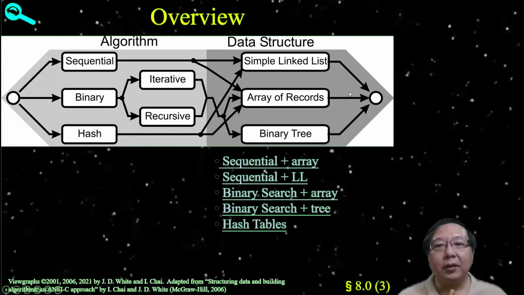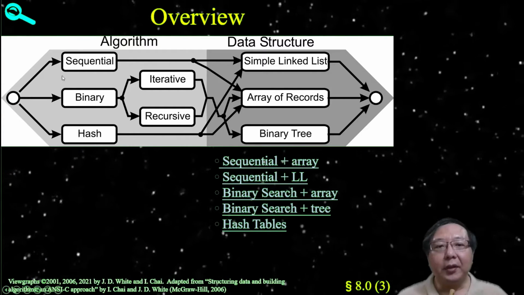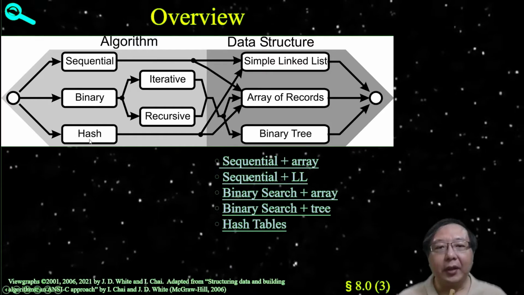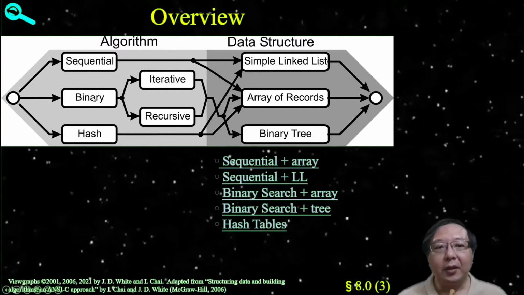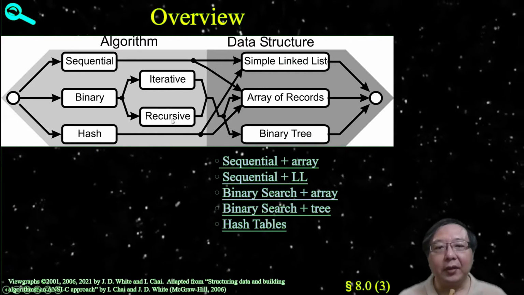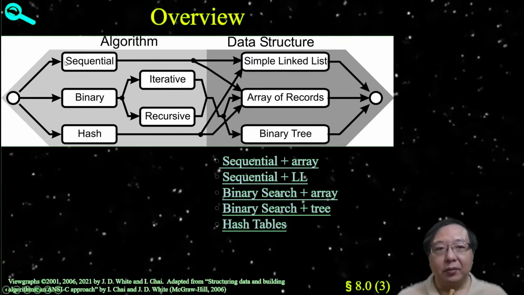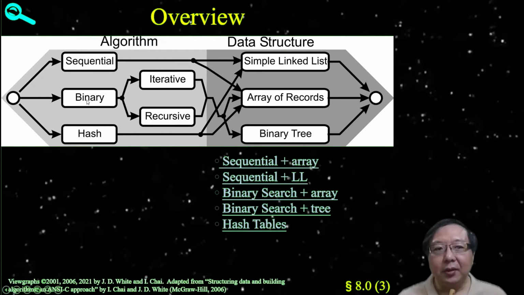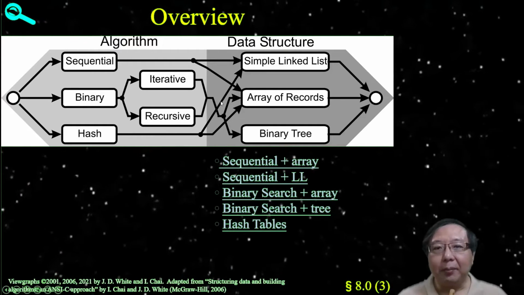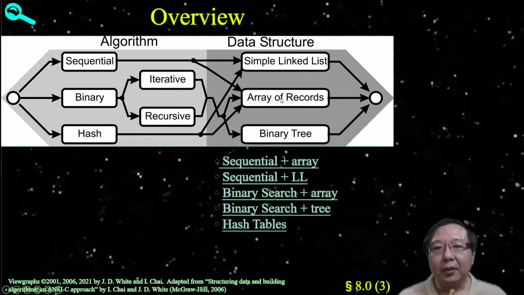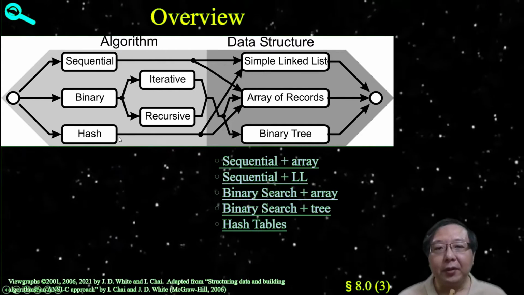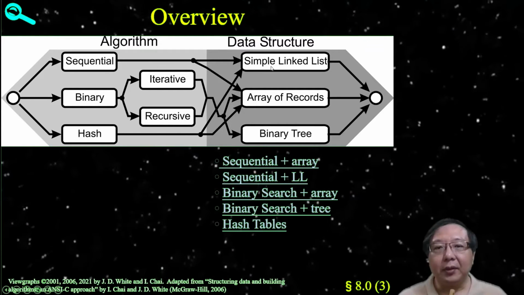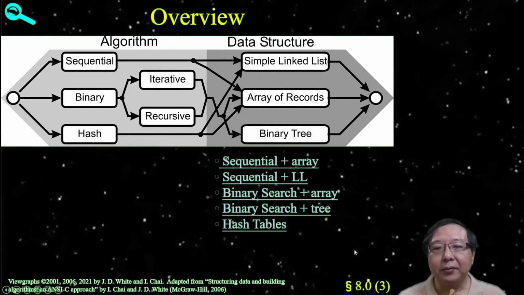Okay, here's an overview. There are different algorithms. There's sequential search, binary search, and hash tables. And in binary search, there's iterative and recursive. With the sequential search, you could implement it with linked list or array of records. Binary search, you can implement it with array of records or with binary tree. And with hash tables, you can implement it with linked list or array of records.